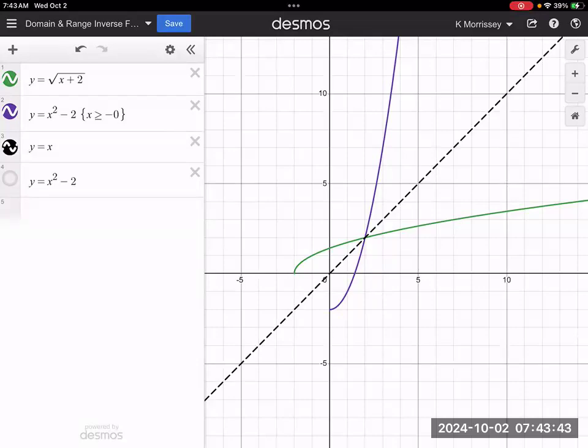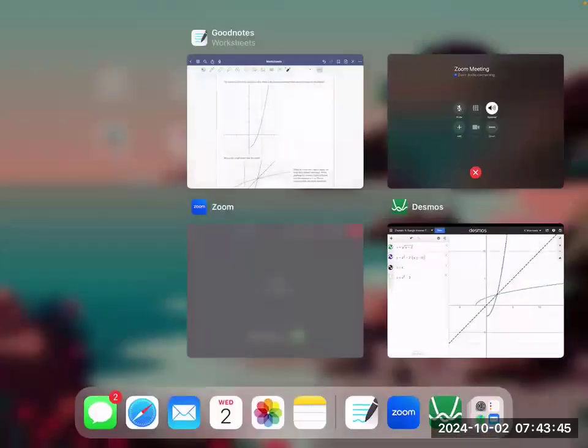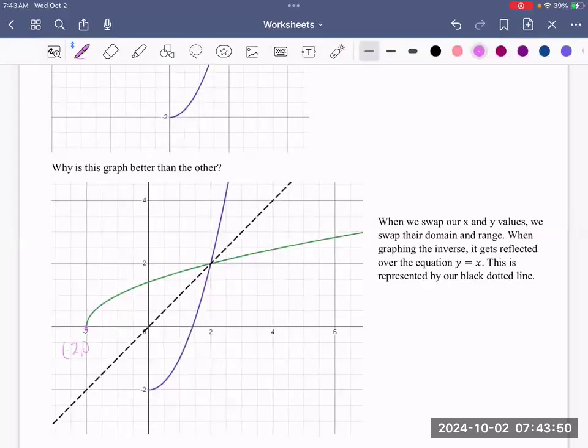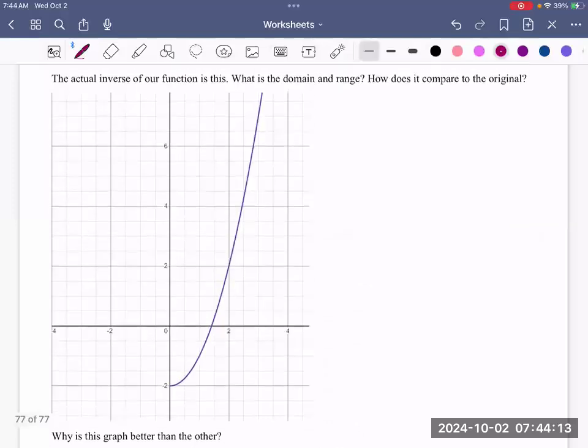So what happens on one side should happen on the other side, as you're seeing right here. The point here, -2, 0, is now appearing right here, 0, -2. You have swapped your x and your y. And that goes for all of your points. We've switched your x's and y's, and that switching appears in your domain and range. So your domain and range are now flip-flopped. So this graph in purple is the accurate graph for your inverse function.